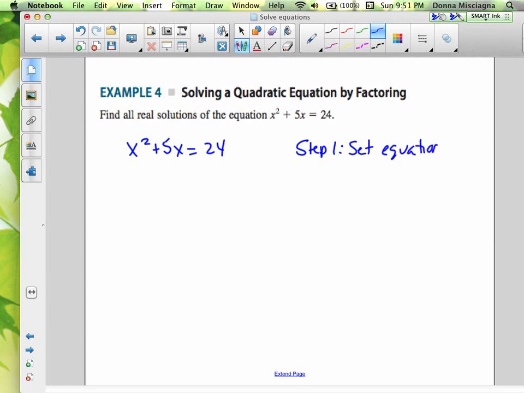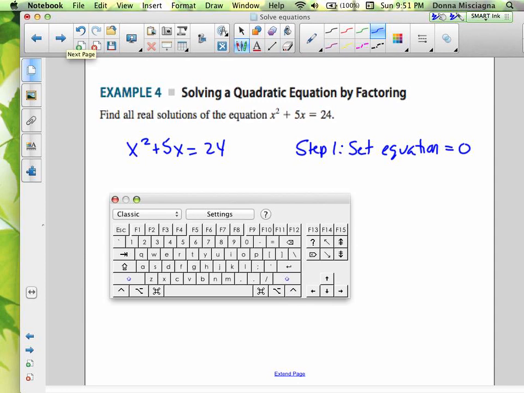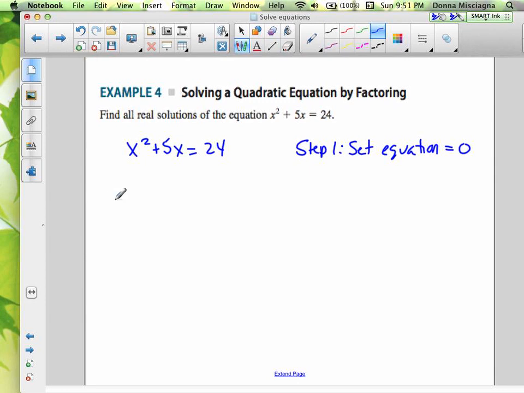So this is a good review because it's very important that you know how to factor. We just subtract 24 from both sides. So x squared plus 5x minus 24 equals 0. All right, so now step 2.